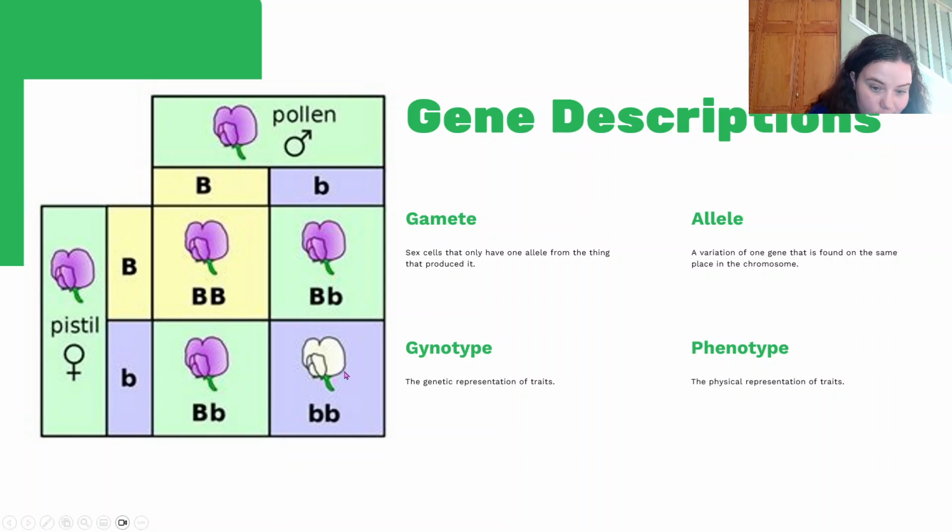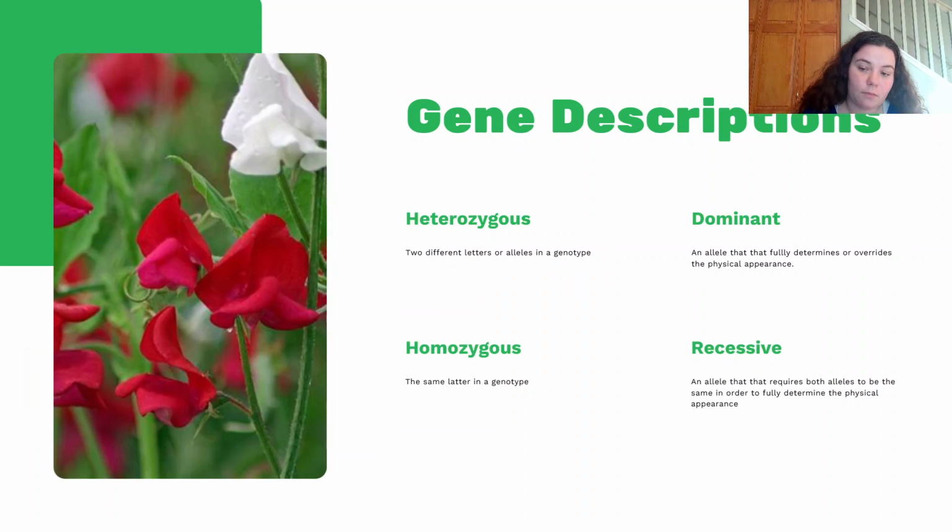This white flower in the purple box is always going to make little b's. That book has nothing but little b's in it. That book doesn't know what a big B is. It cannot give anyone a big B because it's got little b's. Those are homozygous. They are the same. Heterozygous, big B, little b. It could be different. They're not going to give the same. They have options. Heterozygous, more than one option.